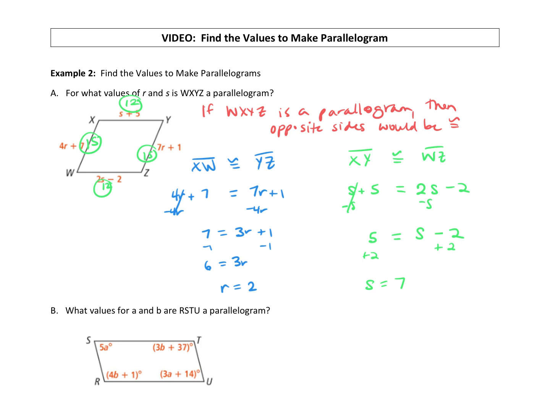So to answer the question, if R equals 2 and S equals 7, then WXYZ is a parallelogram.